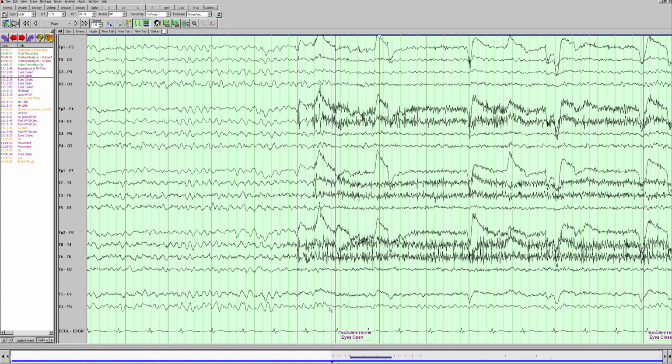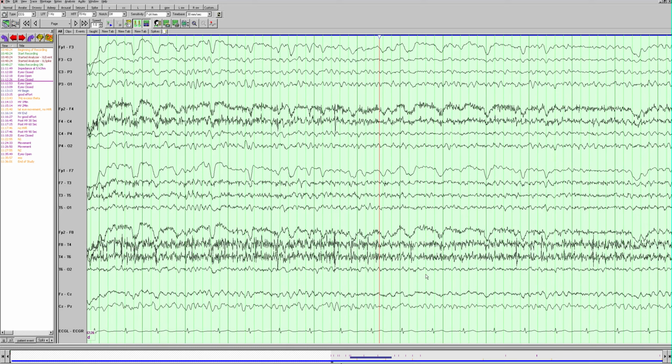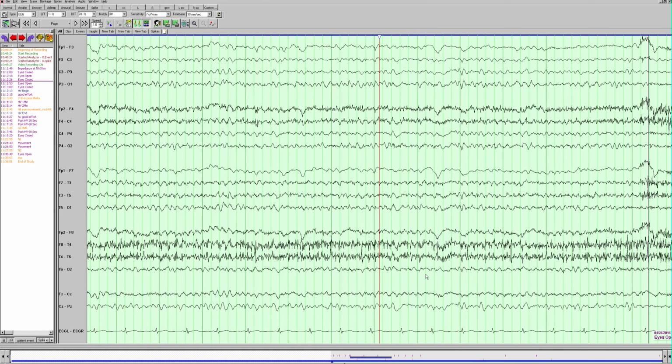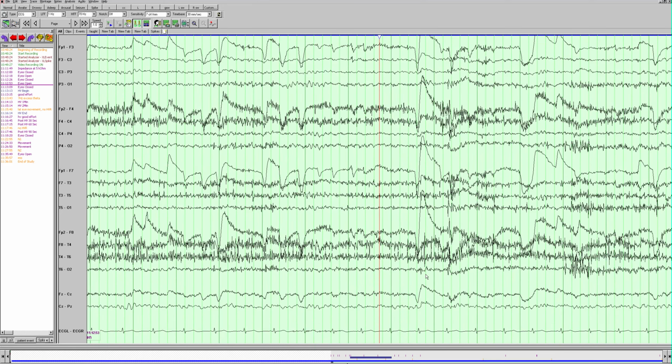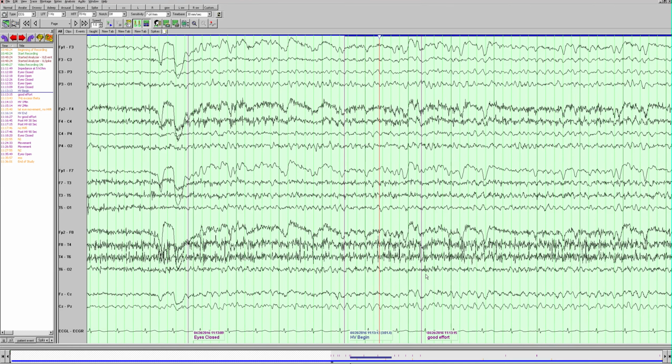Now, here she's opening her eyes. We see attenuation of the background, so this is reactive. And as we keep going here, we see her eyes are blinking, and again, her eyes are closed. Still a lot of slow waves. There is an area here where it looks like her background does speed up, probably to around 10 hertz there. It looks like it's normal frequency there briefly.